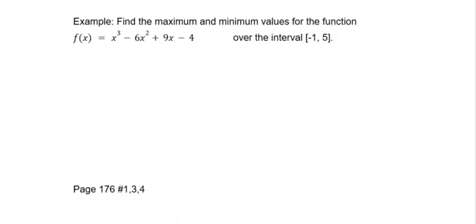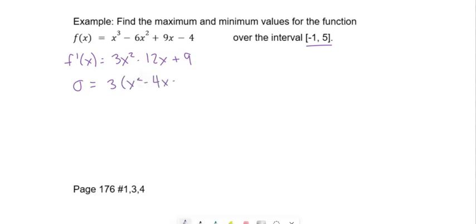Let's try an example. All right, find the maximum and minimum values of the function over this interval. Step 1, let's find the critical numbers. The derivative is 3x squared minus 12x plus 9. Set it to 0 and factor. Trinomial factor.